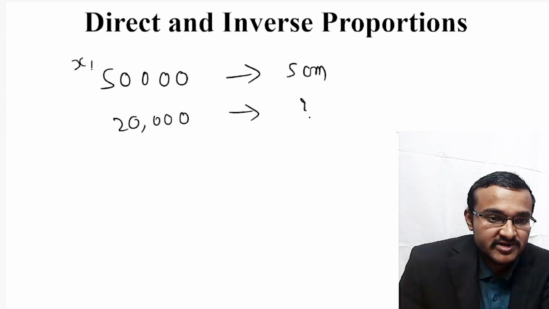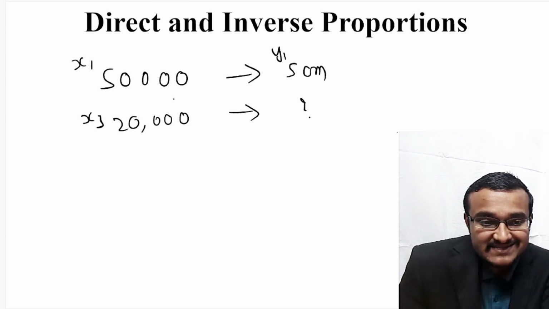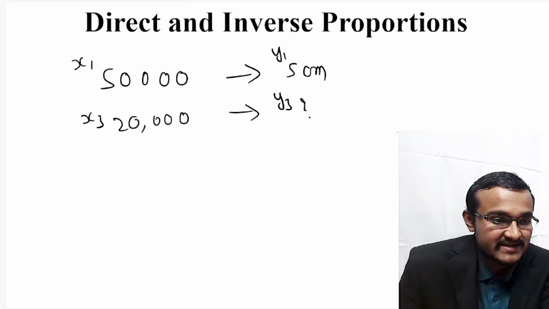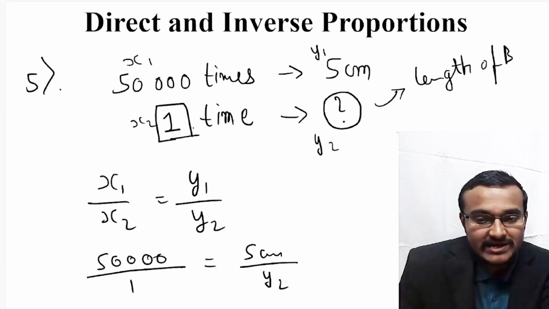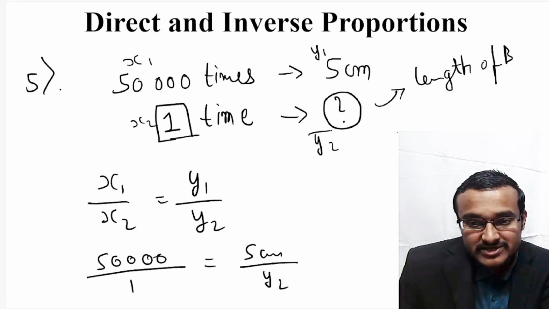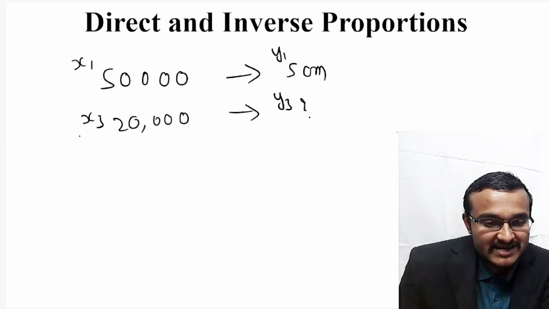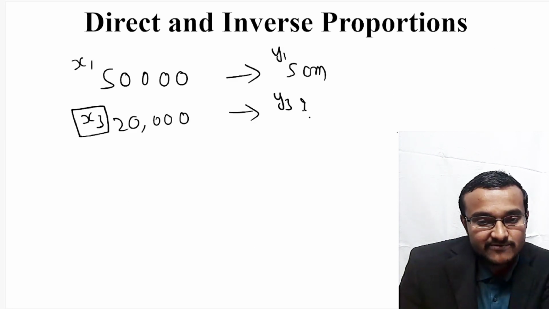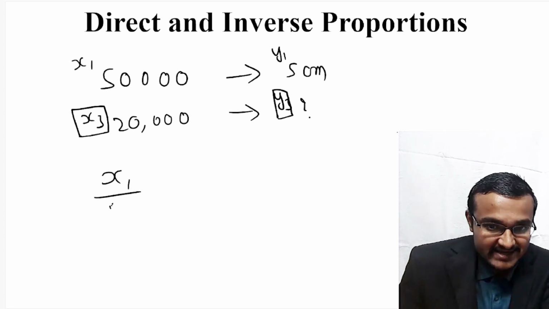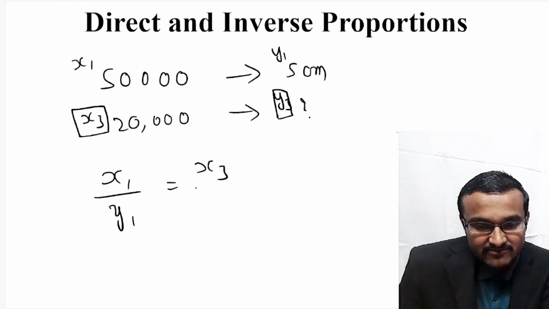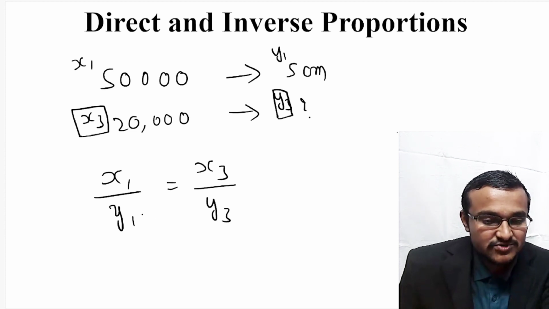So now we know that this particular 50,000 is x1, this particular 5 centimeter is y1, this particular 20,000 will be x3 and this particular question mark will be y3, because here x2 and y2 I have already taken. Here x2 is 1 time, that is when there is no enlargement. And here y2 we have calculated, that is the actual length of the bacteria. So now at 20,000 magnification it will become x3, and this particular value which we don't know will be y3. So now x1 divided by y1 will be equal to x3 divided by y3, because these two are directly proportional to each other.